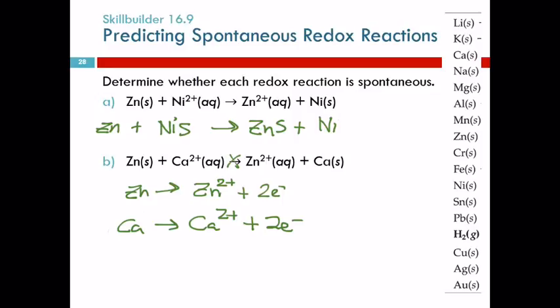It will not happen spontaneously. If you put zinc ion and calcium together, those will react, but zinc and calcium ion will not react. You can run this backwards.